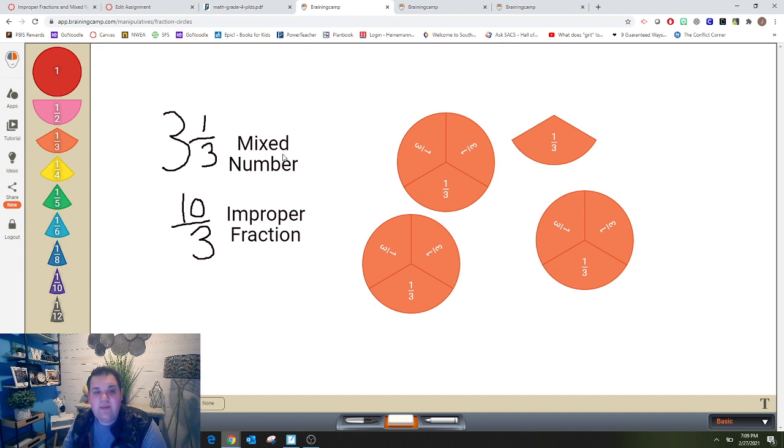So we have a picture here with 3 wholes and 1 extra piece. We've got 3 wholes, that's represented with the 3 complete circles. And then the 1/3 is the 1 extra piece. The reason the denominator is 3 is because there's 3 in each whole. The improper fraction is just how many pieces you see. So we see 10 pieces, and there are 3 pieces in 1 whole, so 10/3 is represented.